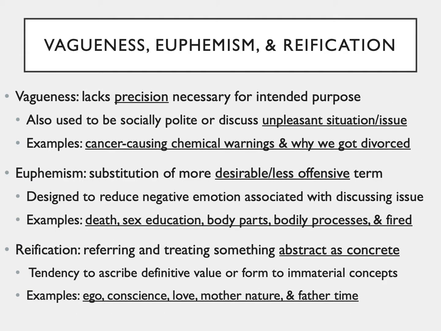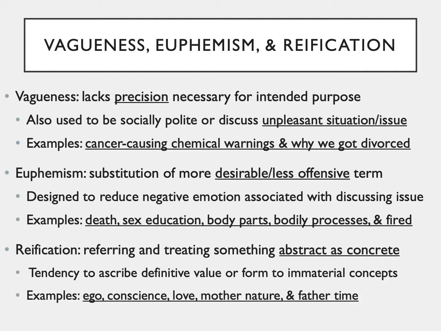Moving on to vagueness, euphemism, and reification. Vagueness is when communication lacks the precision necessary for the intended purpose. For example, many of you have probably seen the signs that say California law requires posting a warning sign in regards to cancer-causing chemicals. But because they don't specify the exact likelihood of developing cancer or the specific chemicals you might be exposed to or any other really helpful information, it's hard to draw a meaningful estimate of risk, and therefore people generally disregard it.